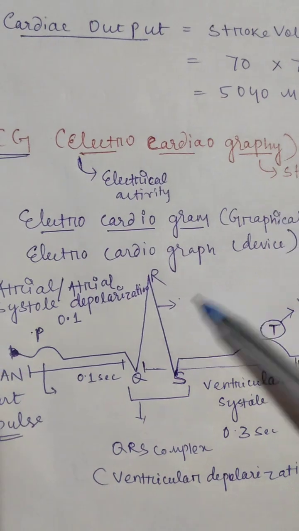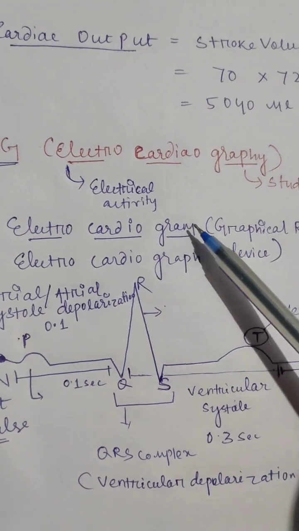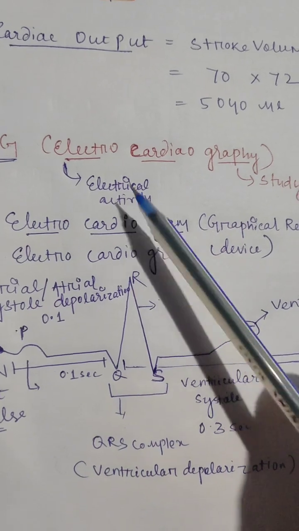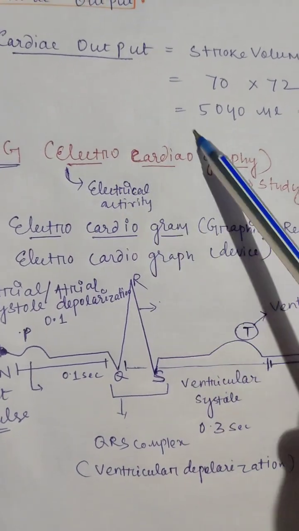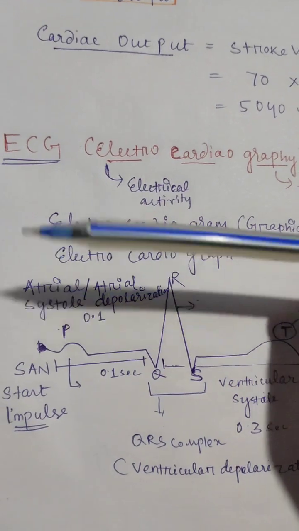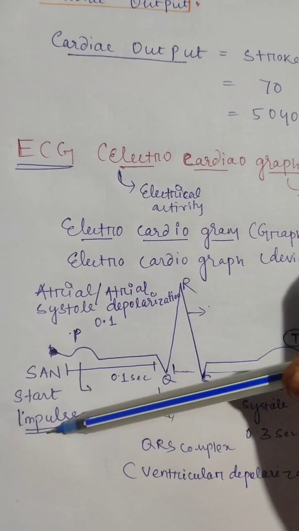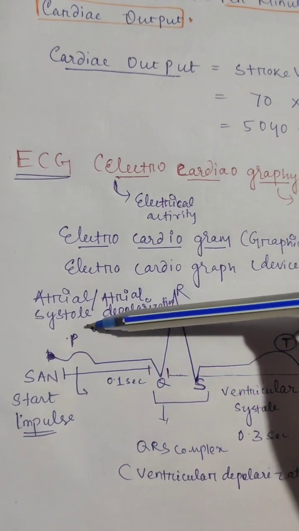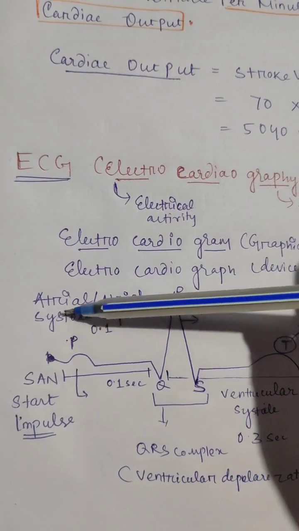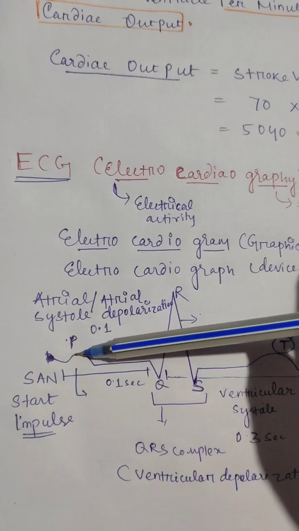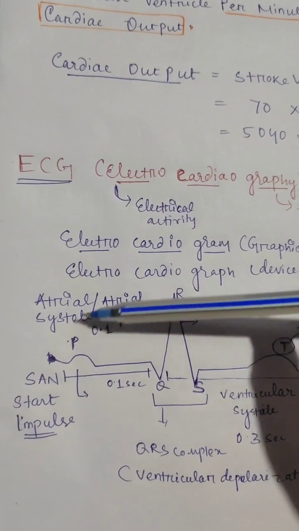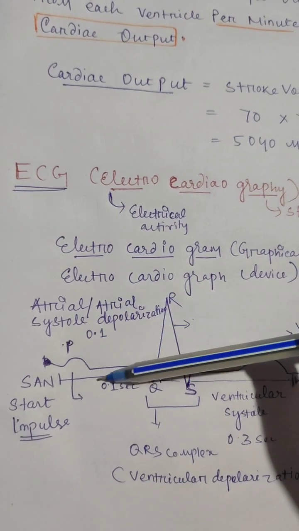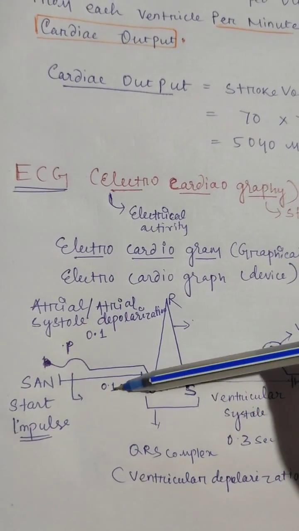Then you just need to remember the electrocardiogram is the graphical representation, and the graph is the device which measures the electrical activity of the heart. And here the SA node starts the impulse. After that, for 0.1 second, the atrial systole takes place. The atrial systole is represented by the P wave. This P wave means atrial depolarization, as this is the contraction of the atria. This is for 0.1 second.